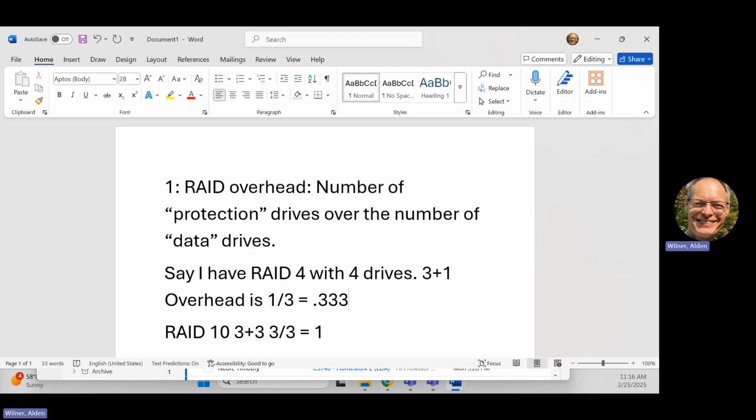On the midterm, I'm going to ask you to write the overhead just as a fraction. You don't have to go any further than that. Just write it as a fraction. Don't have to put the decimal down, okay?